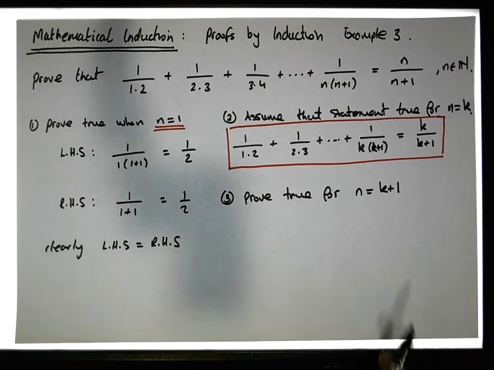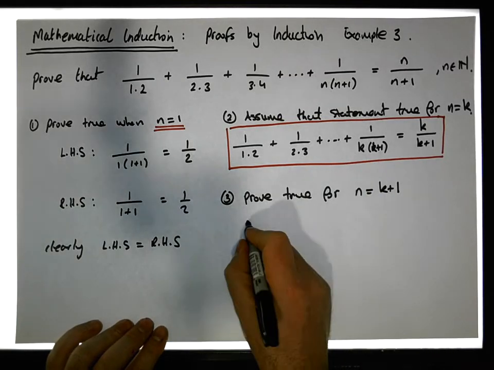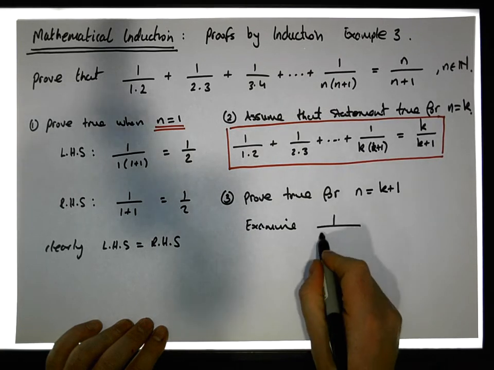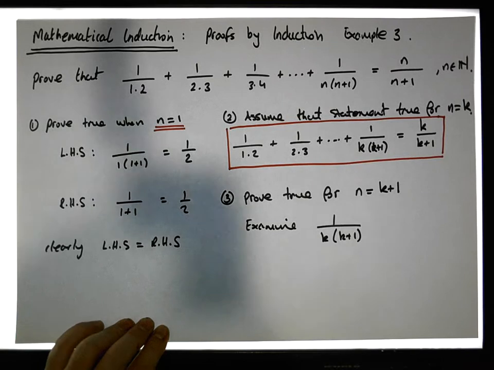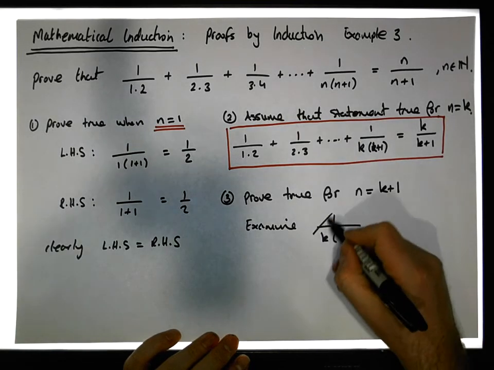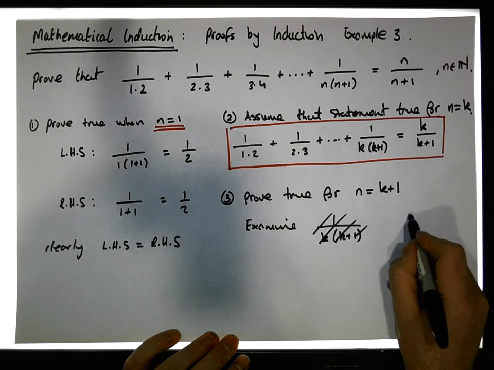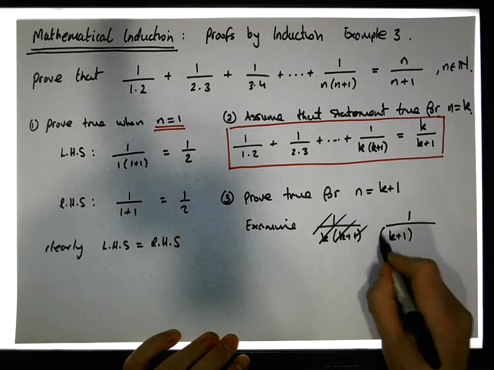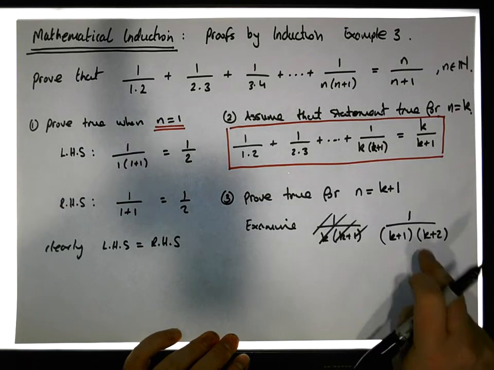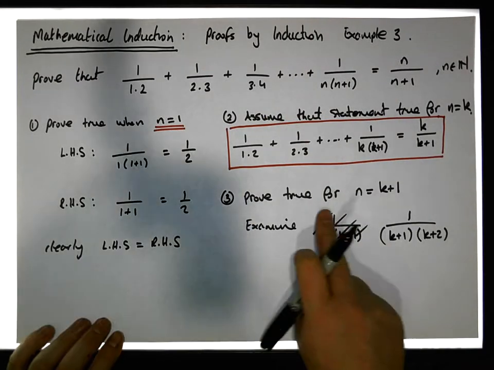Okay. Now, if you examine this particular nth term here, 1 over k times k plus 1, the k plus 1th term would be the term after this, which would be 1 over k plus 1 times k plus 1 plus 1, which gives us k plus 2. That'd be the k plus 1th term in this particular series. So we'd like to prove true for n is equal to k plus 1.